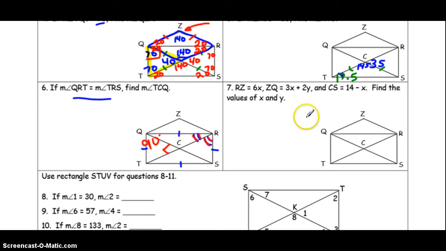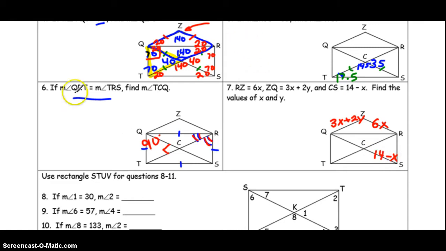7. RZ equals 6x. ZQ is 3x plus 2y. And CS is 14 minus x. Find the values of x and y.